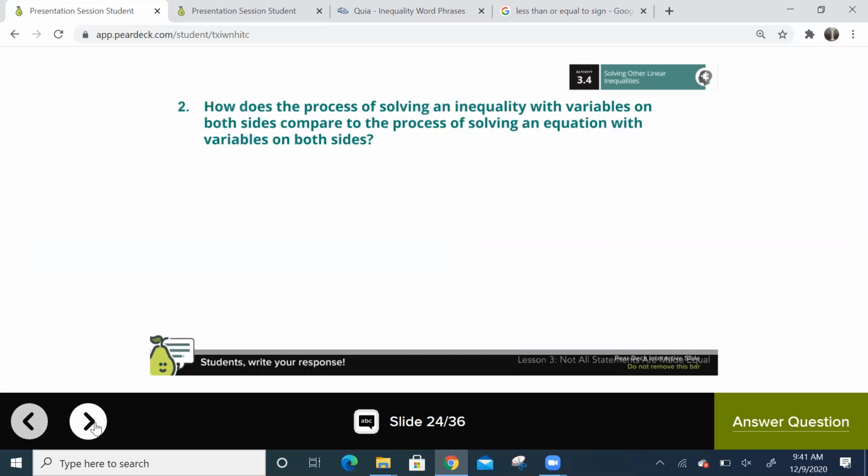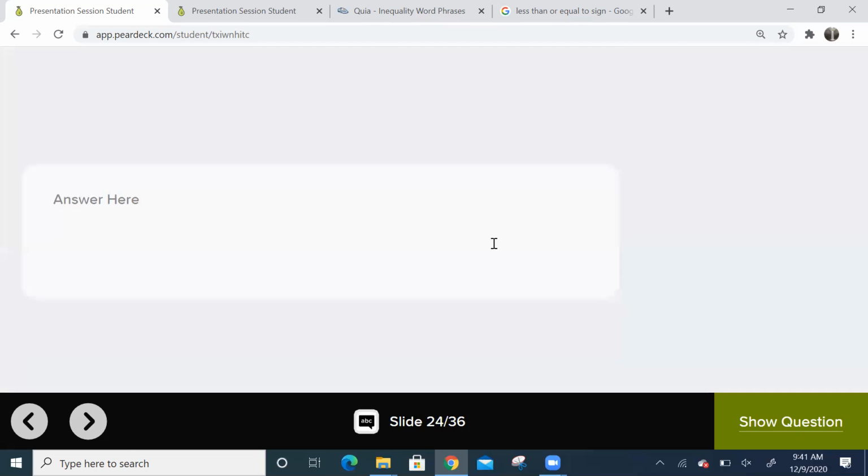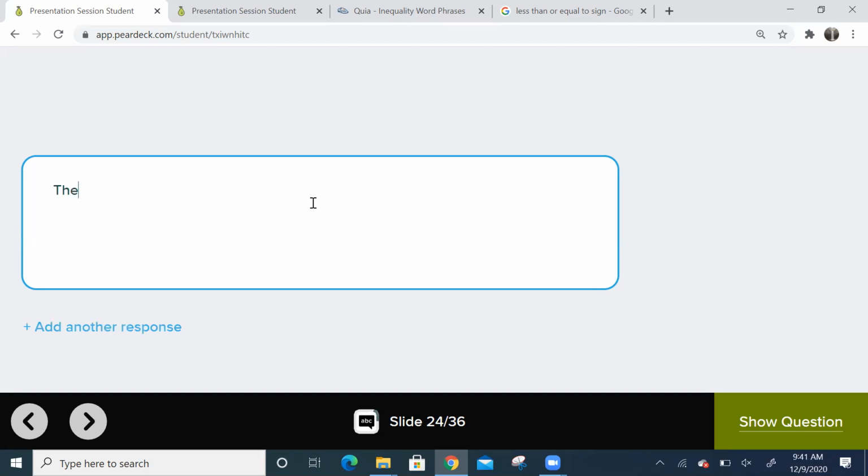How does the process of solving an inequality with variables on both sides compare to the process of solving equations with variables on both sides? The process is the same. And you can write down what the process is: move the letters to one side, move the numbers without the letters to the other side.